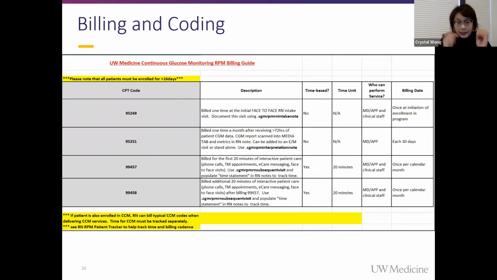This is a handy dandy billing and coding grid. Really what you guys are going to use is this 95251, and that's the interpretation of reports that can happen every 30 days. These other codes are really going to be used by your RD. So the 95249, that's the setup visit for device. And these 99457s and 58s, that's for their time.